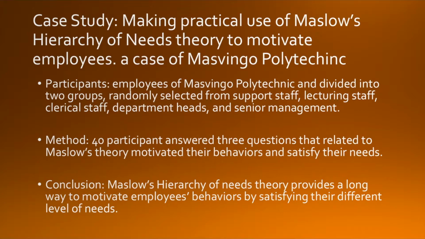Sometimes one reward or outcome can satisfy not only one need. So, in conclusion, Maslow's hierarchy of needs theory provides a long way to motivate employees' behavior by satisfying their different levels of needs.